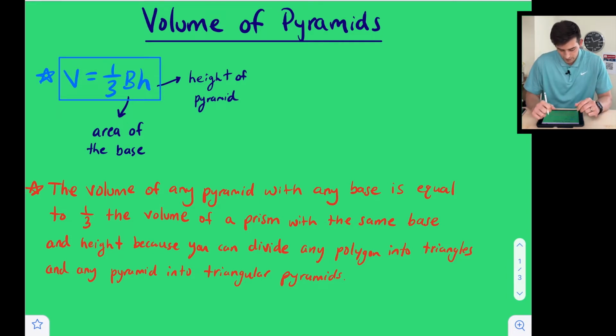It says the volume of any pyramid with any base is equal to 1/3 of the volume of a prism with the same base and height, because you can divide any polygon into triangles and any pyramid into triangular pyramids. So we looked at dividing any polygon into triangles when we found the interior angle measures of a polygon earlier in geometry. And so essentially this is the reasoning why we have that 1/3 in our volume formula for a pyramid. Because remember, the volume of a prism was just area of the base times height. So here we have 1/3 times the area of the base times the height for our pyramid.